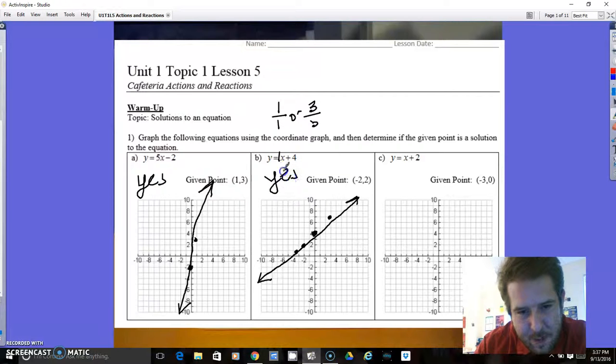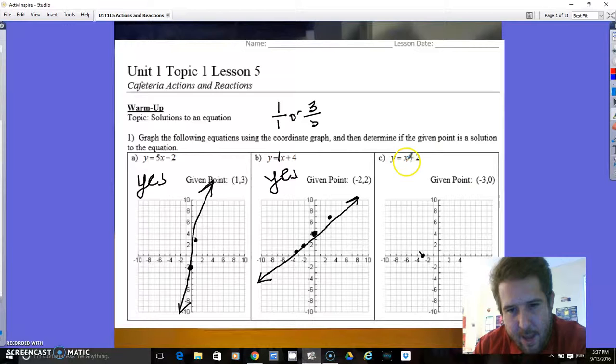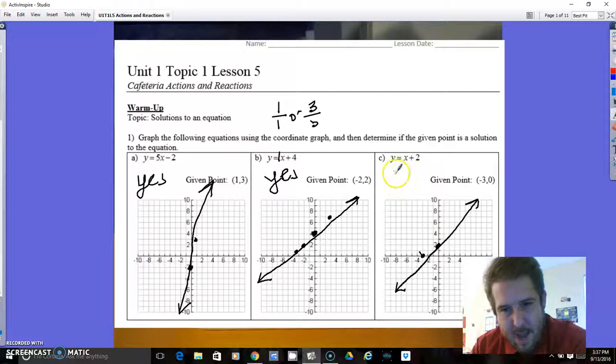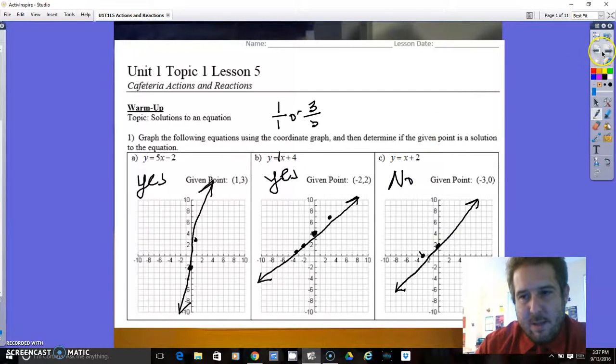Question number 3 is the only one I believe that is no. Negative 3, 0 is right here. Got to be precise right there. And x plus 2 means it starts here at 2. The reason I said you have to be precise is that when you graph it, up 1, right 1, it's going to be very close, but not exactly on the line. So that one was the answer of no.